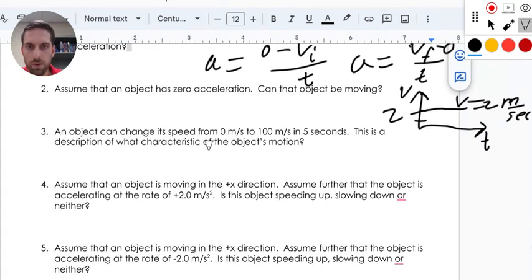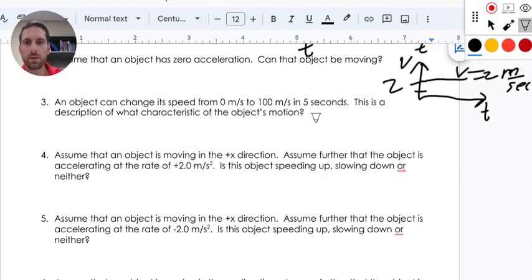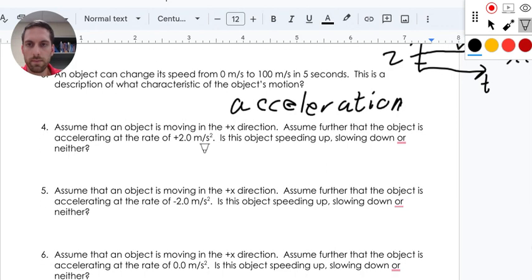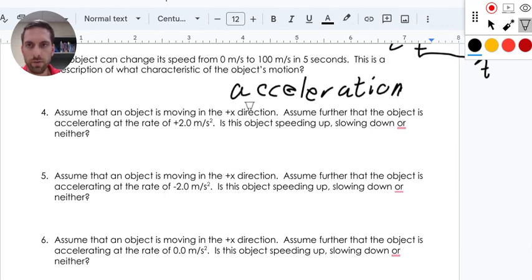All right, for the third one, this is acceleration because you are moving forward and you have a change in speed over a change in time. 0 to 100 over 0 to 5.